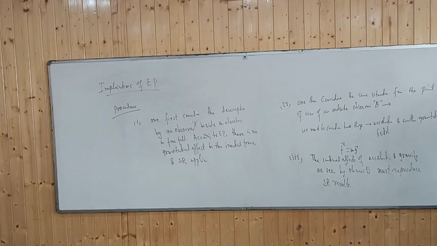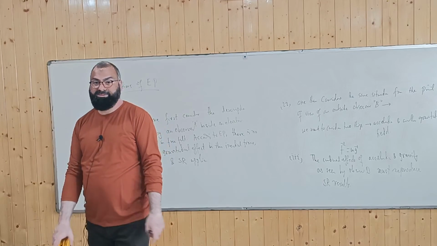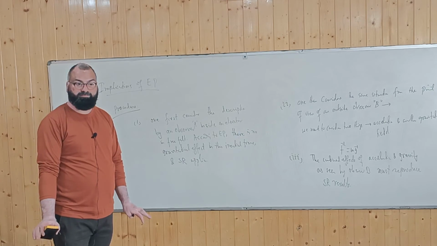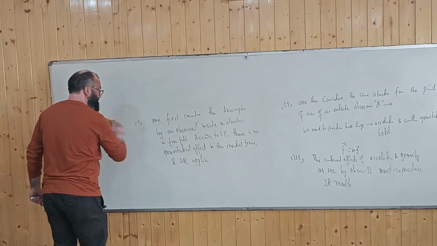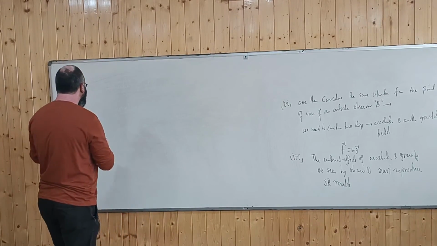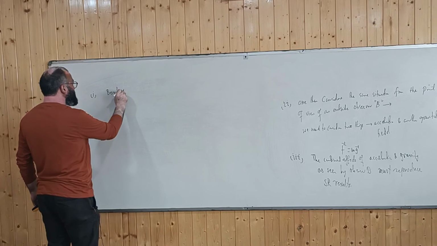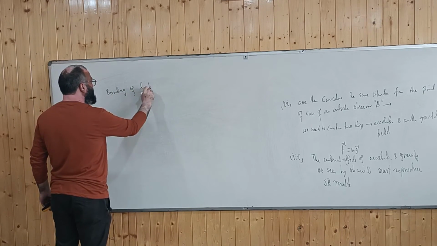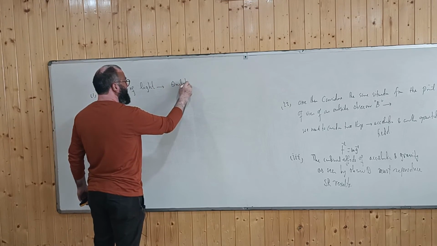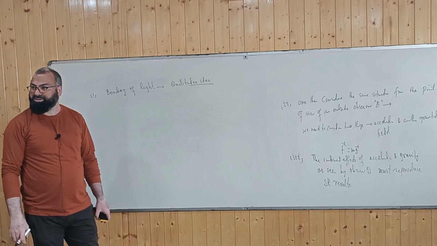Okay, so let's start with an example. Let's take first example. If you have any question, just tell me. Okay, so let's take example 1. We'll take a qualitative idea of bending of the light. Quantitatively we will do it later on. First I will give a qualitative idea.